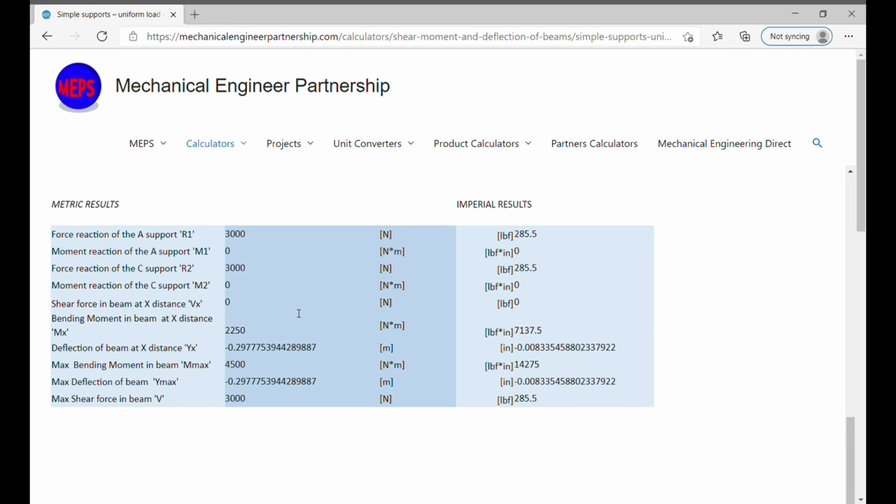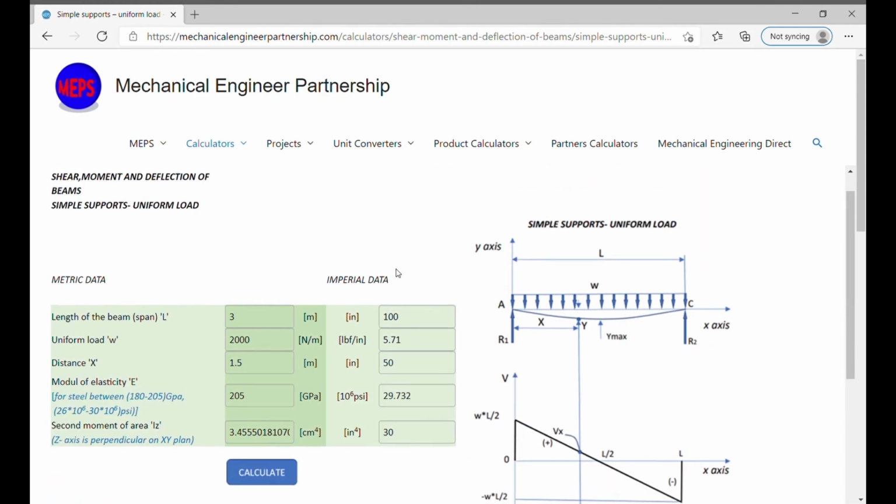Because we chose X distance 1.5 meters, in the middle of the beam, the deflection of beam at X distance and the maximum deflection of beam have the same value. Maximum values of shear, bending moment, and deflection are generally used for dimensioning a beam. Similar calculation in imperial units, data, and results.